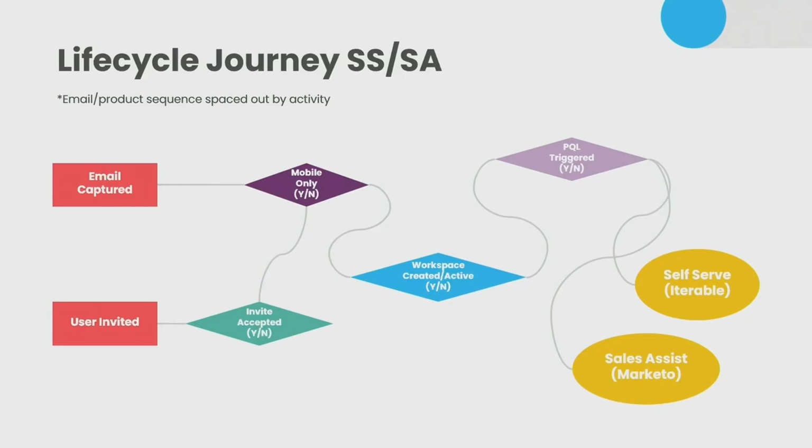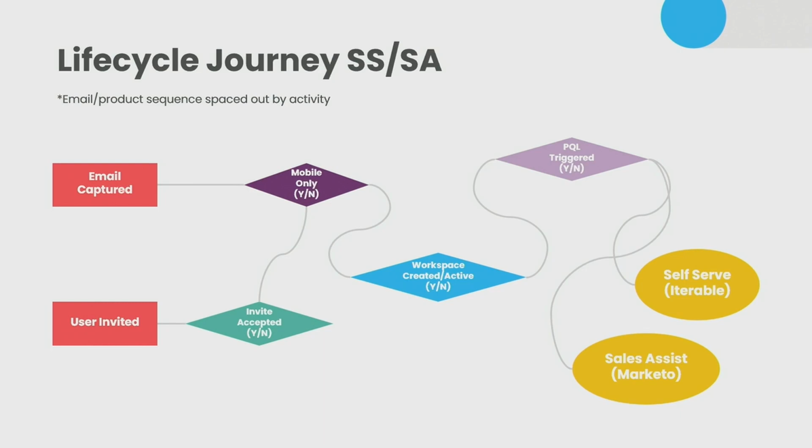In terms of journeys, this is basically how things get split initially. We're looking at 2 different instances of acquiring emails. One of them is just capturing the email on the site. The other is a user getting invited. After that, we're basically taking a few key events, being mobile, whether or not the invite's accepted, activation, and whether or not someone's a PQL, before we then split something into self-serve and sales assist.